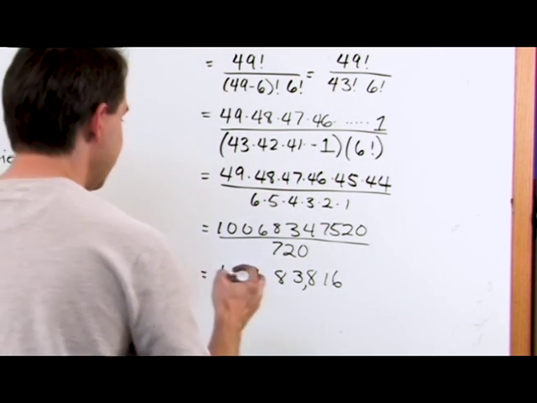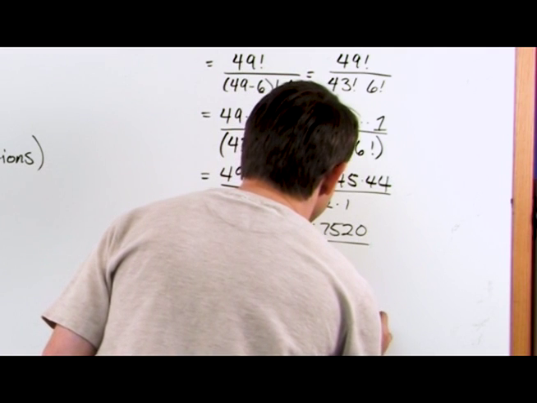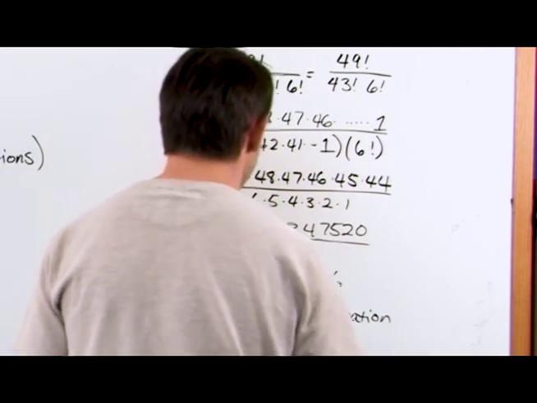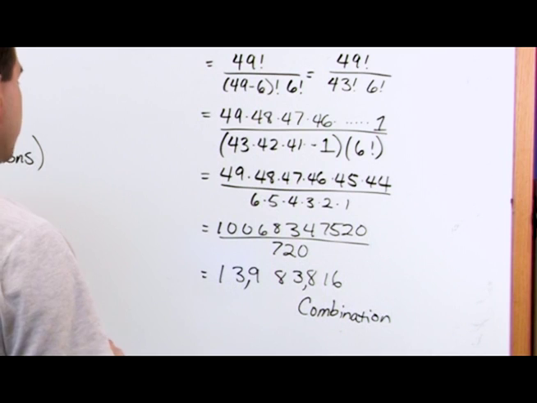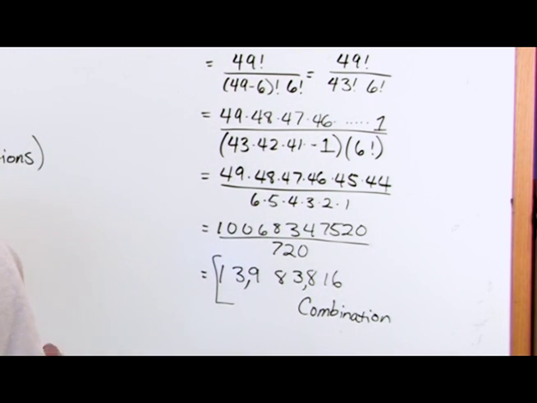13,983,816 combinations. It's not a permutation because the order actually doesn't matter at all that you pick the balls. Think about that, 13,983,816, okay? Those are the different ways in which you can choose the balls. There's a lot of combinations there.